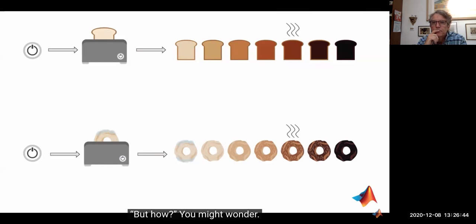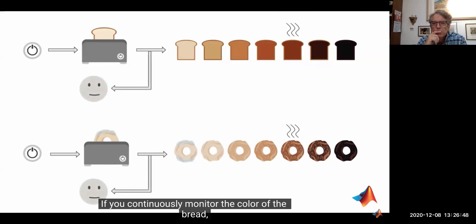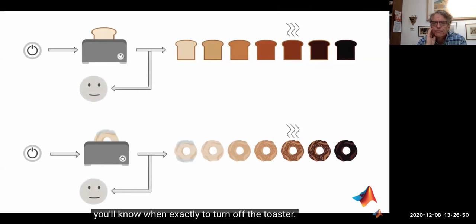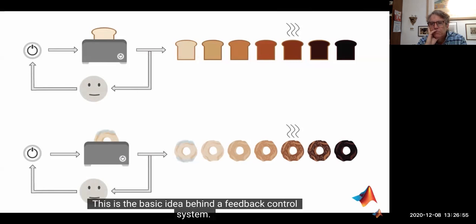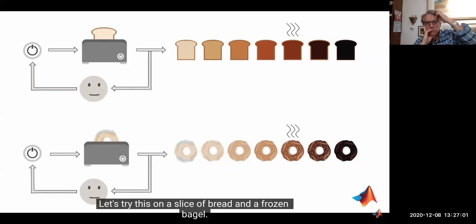But how, you might wonder? If you continuously monitor the color of the bread, you'll know when exactly to turn off the toaster. This is the basic idea behind a feedback control system. Let's try this on a slice of bread and a frozen bagel.